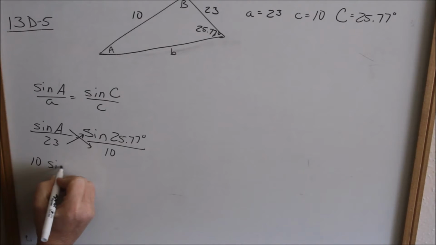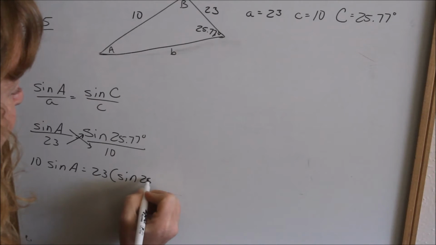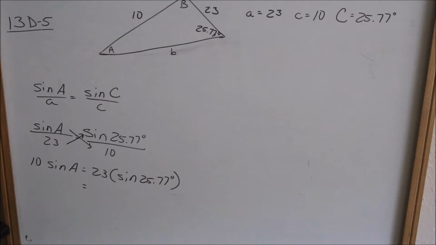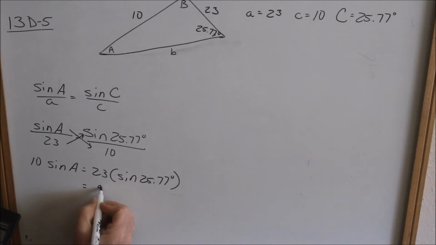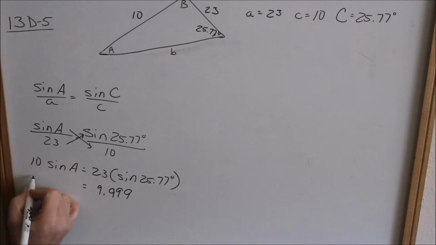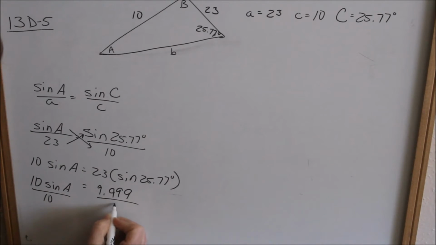10 times sine of A equals 23 times sine of 25.77 degrees. I'm going to go ahead and get a whole number for that. So sine of 25.77 degrees is 0.348. I'm going to go ahead and multiply it to 23. So taking the sine of that and then multiplying it by 23, that was 9.999. 10 times sine of A. I need to divide both sides by 10.